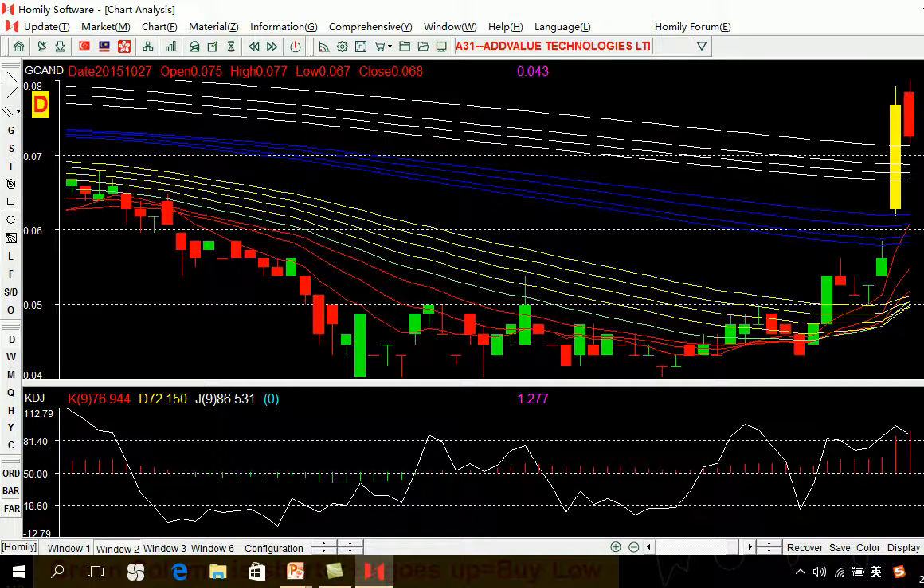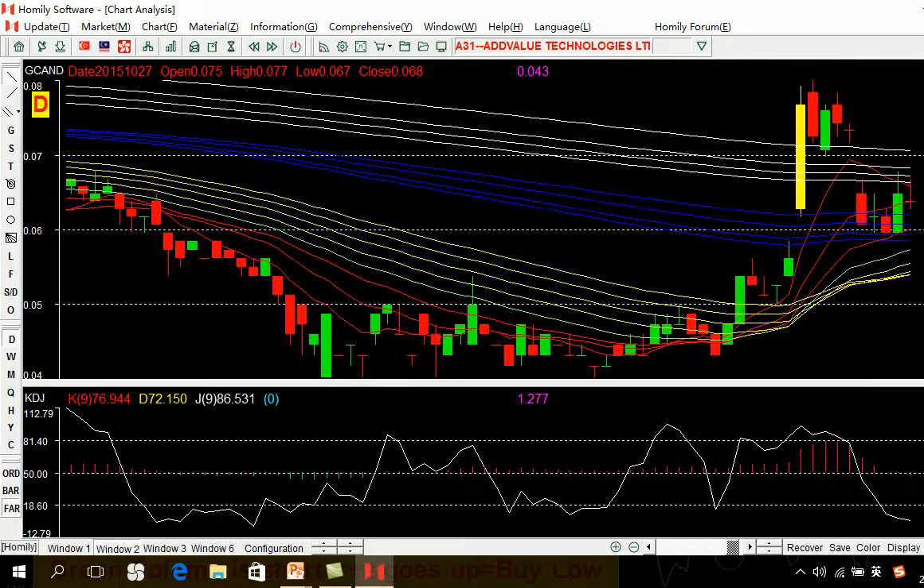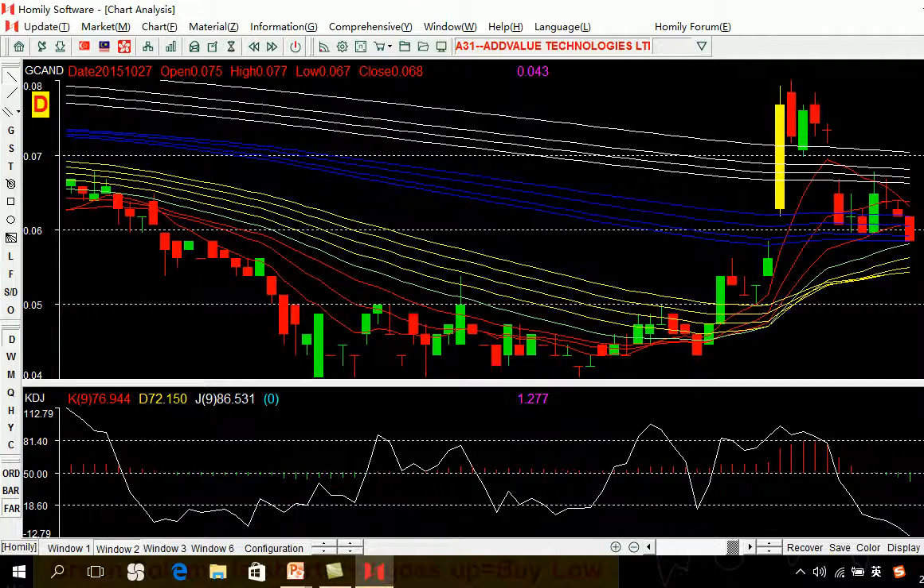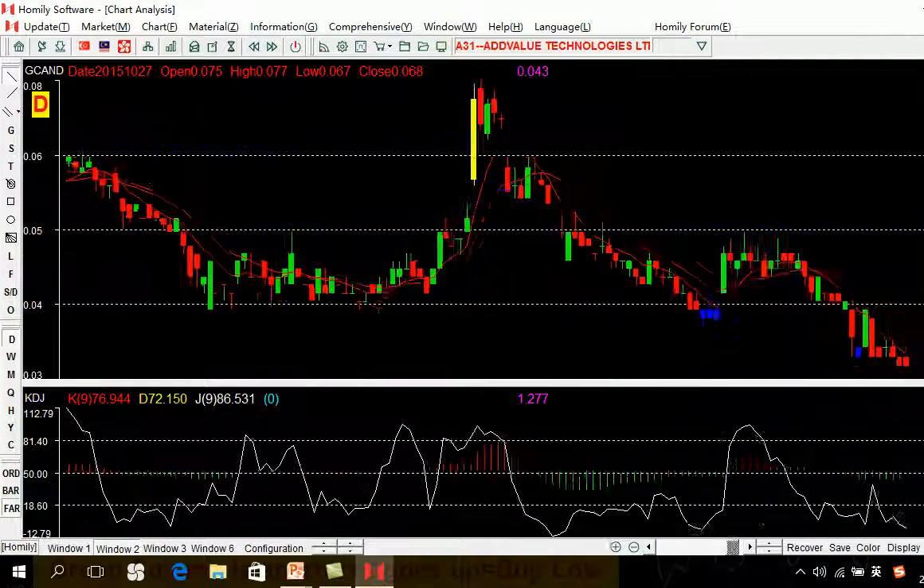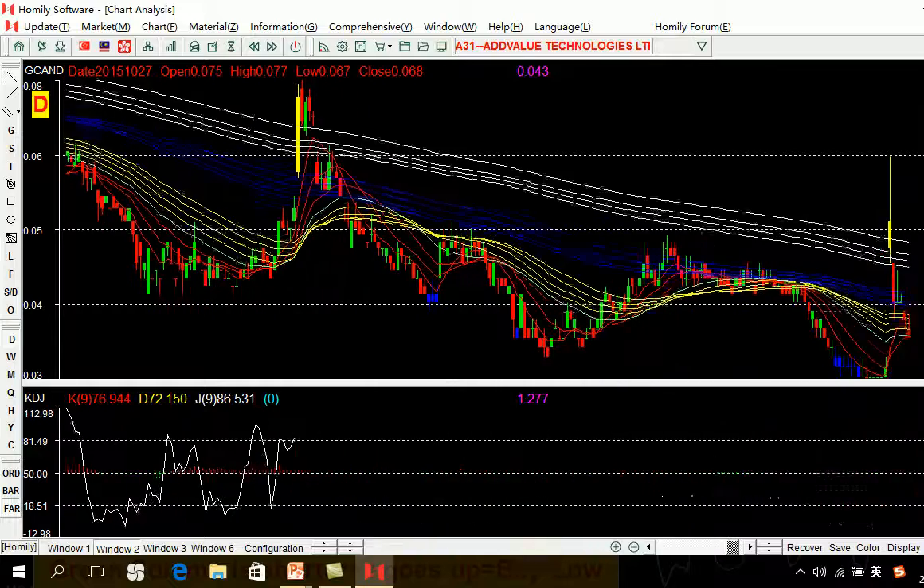Upward breaks through the white line again, right? But then it goes down again, because we can see the J line go down. So it's not good. Then we can wait and see. The next day, the price goes up to the white line again.